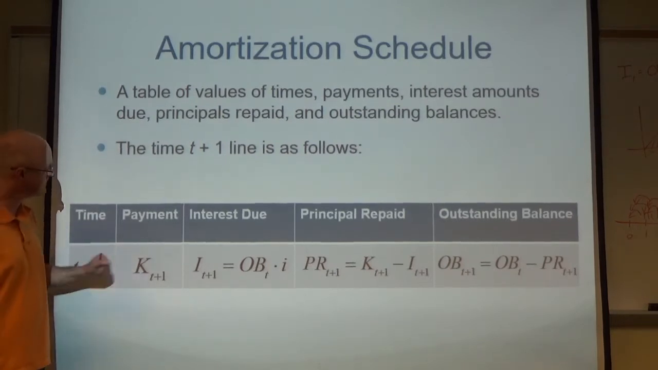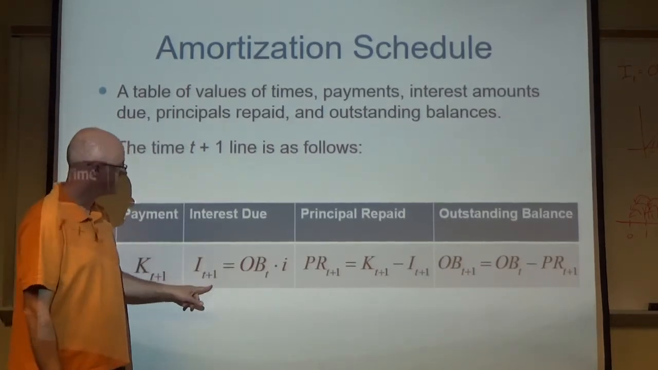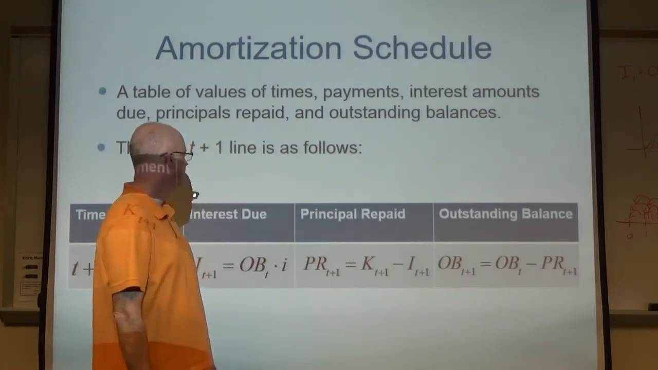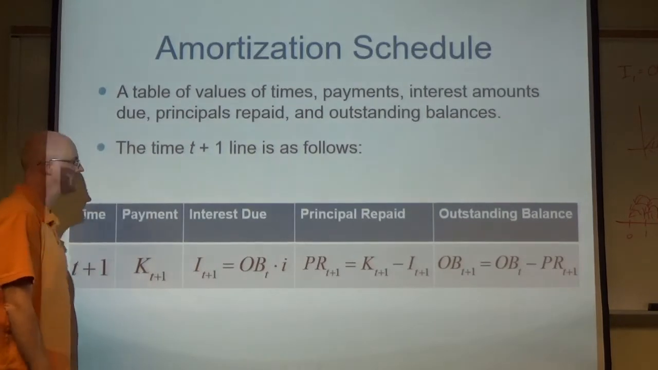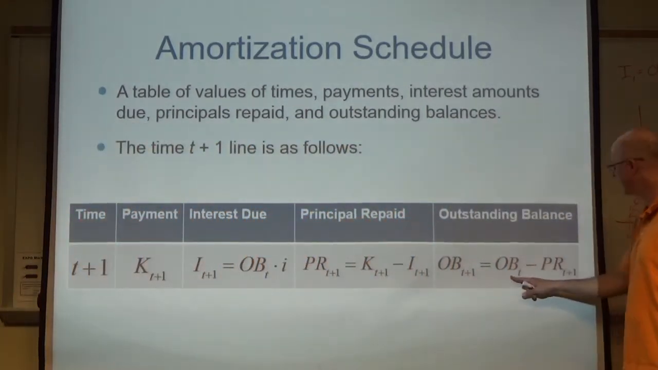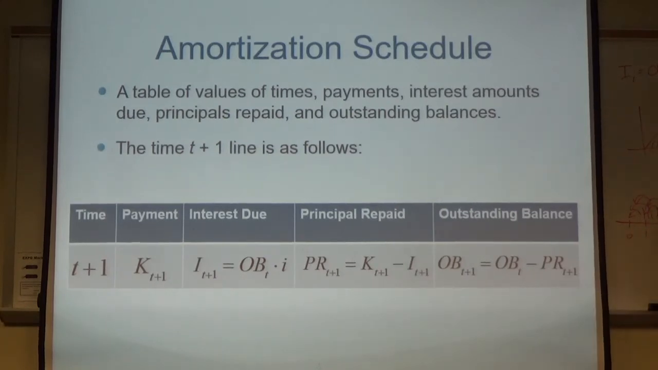Payment is called K sub T plus 1. The interest due is I sub T plus 1, which equals this product. The principal that's repaid at that moment in time, T plus 1, is this. And the new balance right after that principal is repaid is the old balance minus the principal amount that was repaid there. The preceding balance minus the principal reduction at time T plus 1.